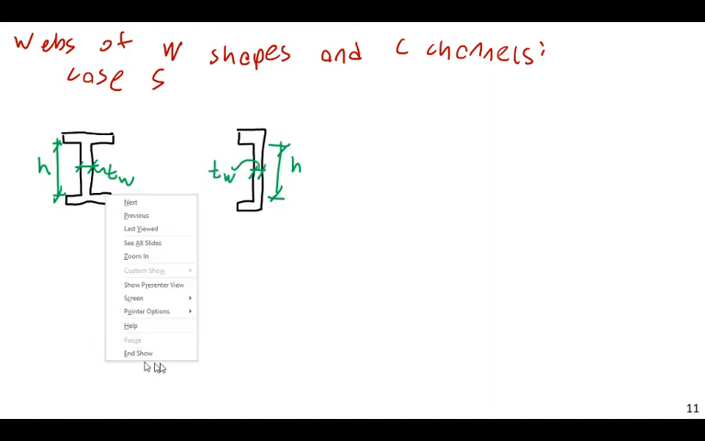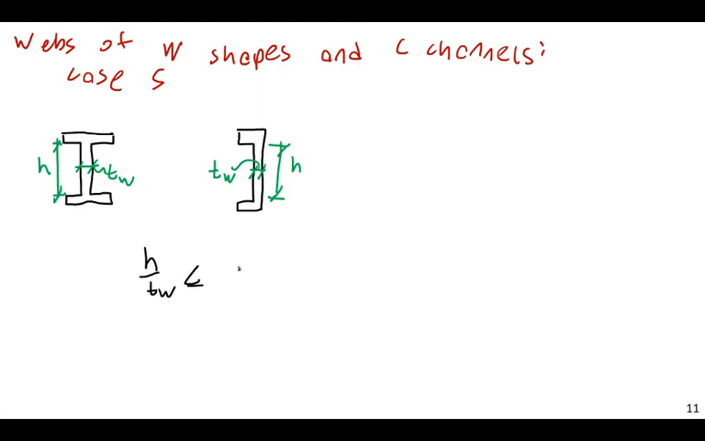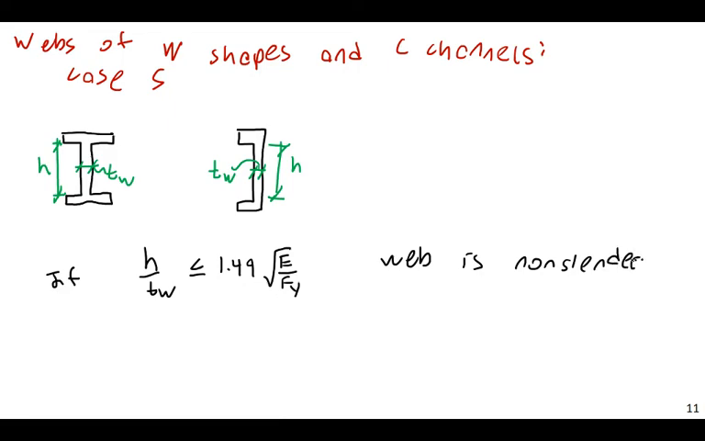And the equation that you're going to use, again, very similar, just slightly different coefficients, is that H over TW is less than or equal to 1.49 times the square root of E over Fy. And again, as a reminder, if this is true, if H over TW is less than 1.49, then the web is non-slender. If this is greater than this, then the web is slender.